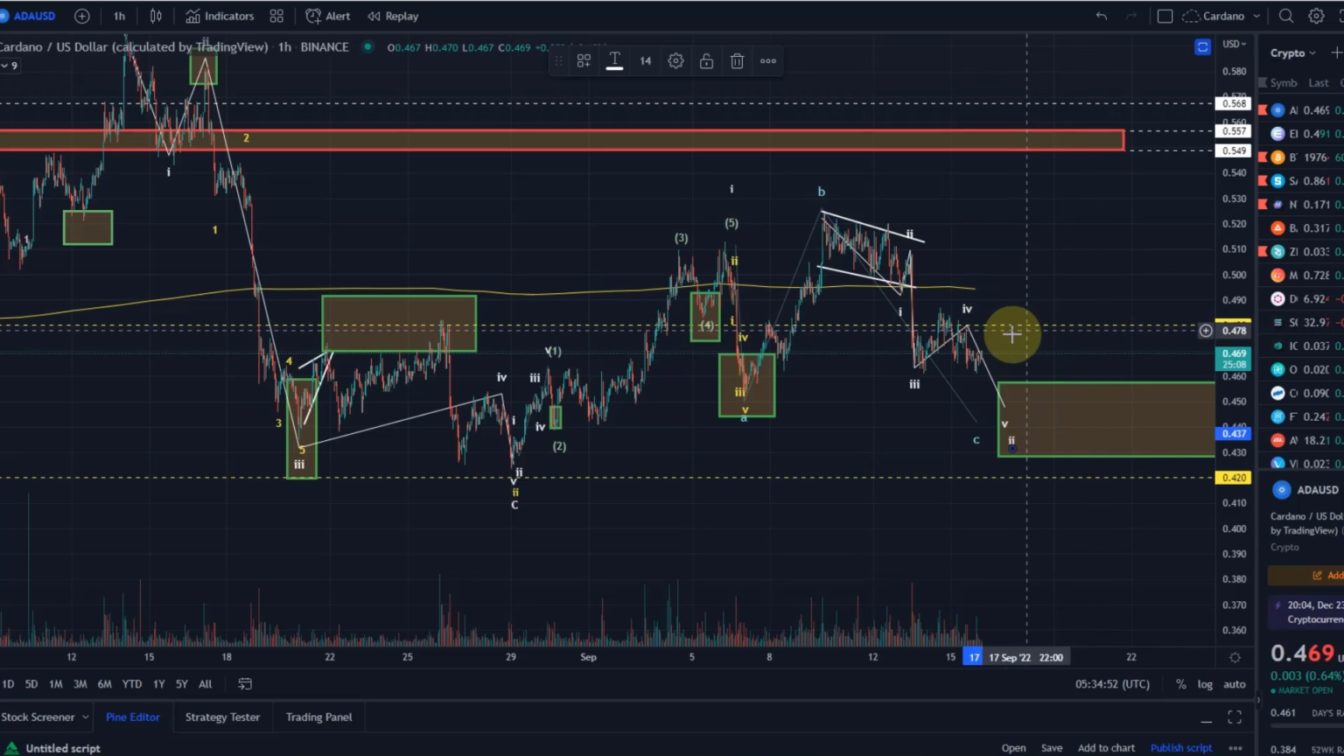This would change if we go above 48 cents, and that's true for the bullish and the bearish scenarios, because this is the high of the wave 4, 47.9, 48 cents. If we break above this level, we're probably not going to see lower lows. Okay, and that's my update about ADA.